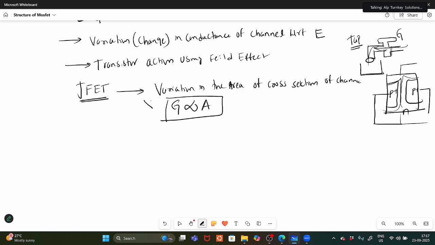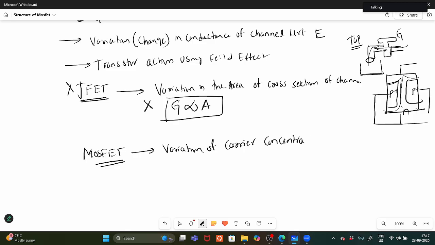We are not using this for VLSI. Okay, JFET we are not using, so we don't want this. Whereas in MOSFET, if you see, there is variation of carrier concentration of the channel.